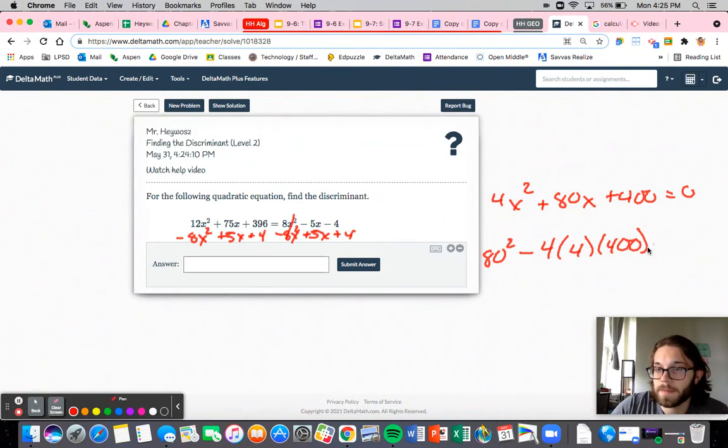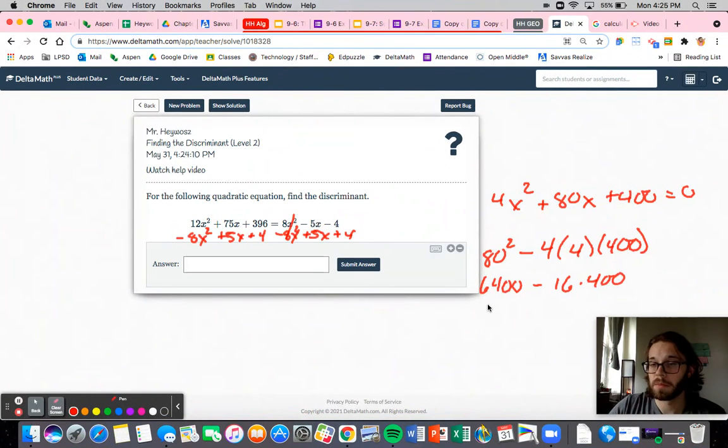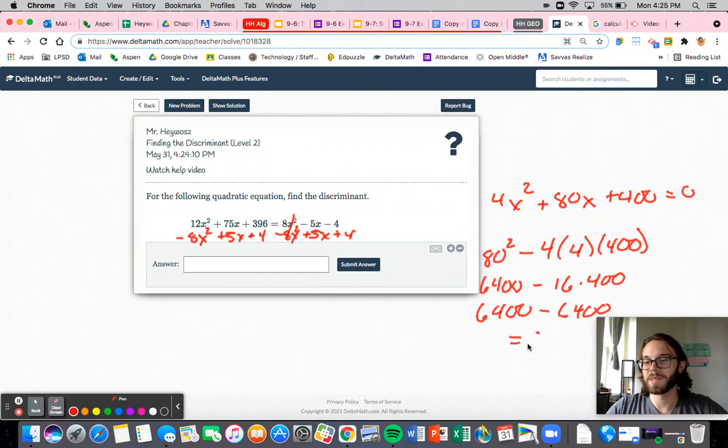For the discriminant, what is 80 squared? Well, that is going to be 6400, right? That is 16 times 400, which I believe is 6400. So 6400 minus 6400, which is equal to 0, right? So this is actually going to be a situation where you only have one real solution, because it equals 0.